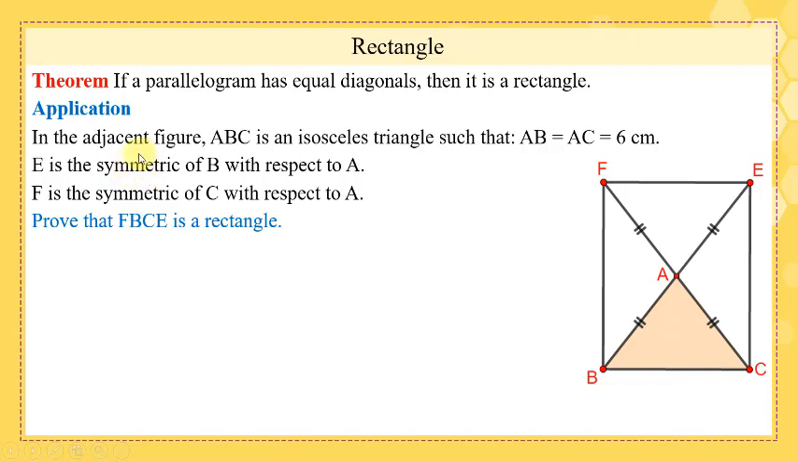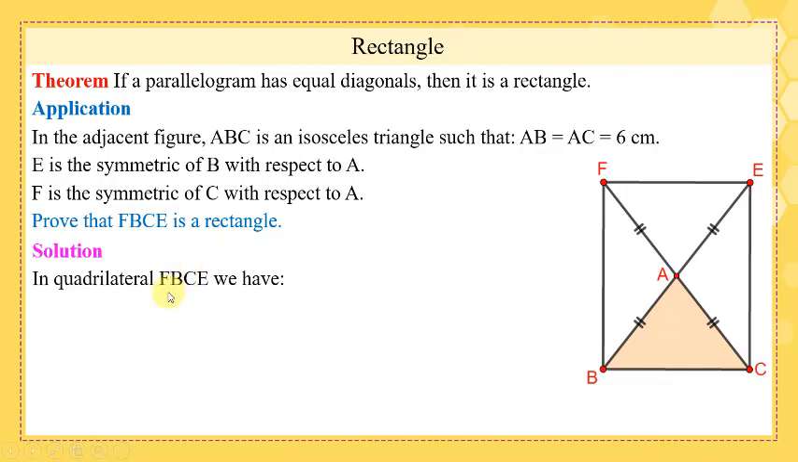Let's solve this application. In the adjacent figure, ABC is an isosceles triangle such that AB equals AC equals 6 centimeters. E is the symmetric of B with respect to A. F is the symmetric of C with respect to A. Prove that FBCE is a rectangle. Press pause, solve the activity, then press play.